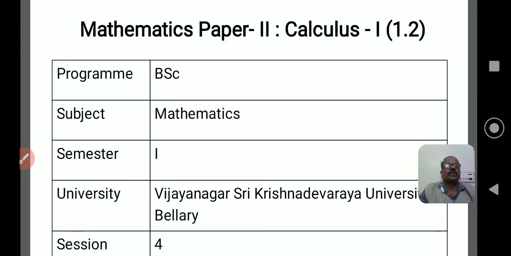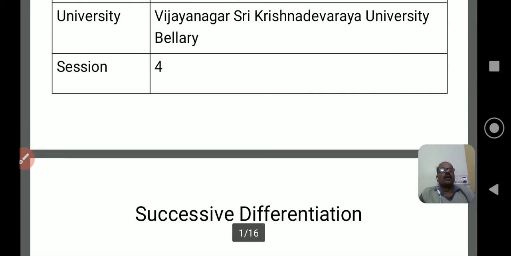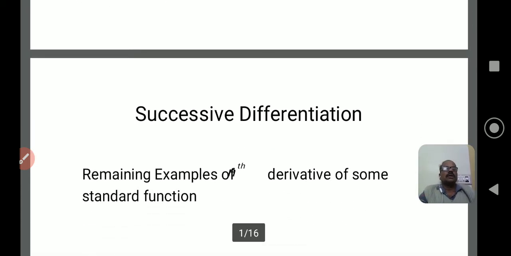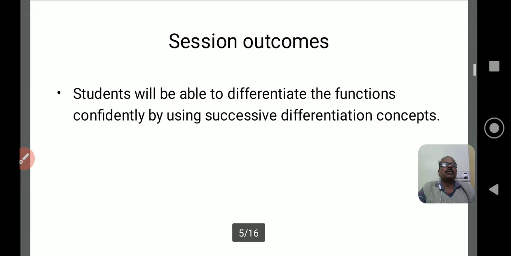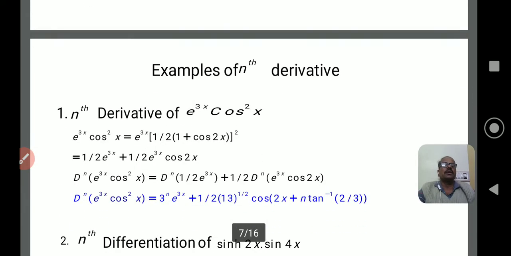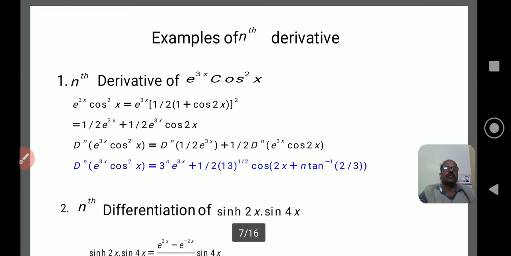Welcome to the fourth session of the BSc first year mathematics class on nth differentiation, Unit 1. Today we are going to discuss the remaining examples regarding the nth derivative. In the previous three sessions, we derived the standard results of nth differentiation and solved some examples. In this session, we are going to solve some more examples on nth differentiation.